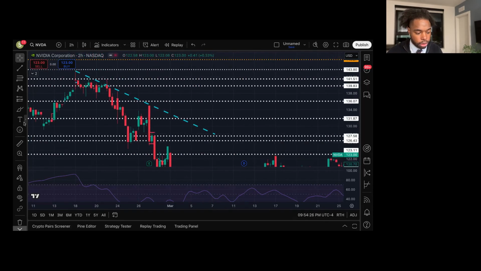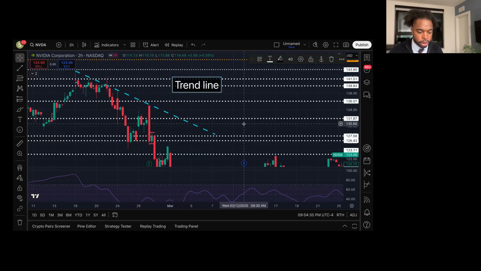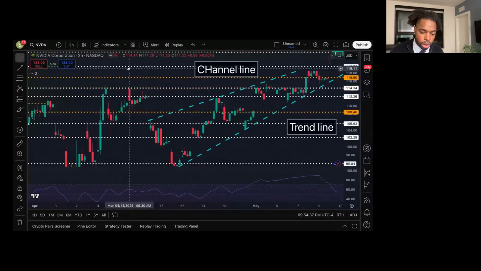So in a downtrend, the trend line is drawn from the top. So this is the trend line. And then again, your channel line would be drawn from the bottom. All right, so enough of that. Now let's draw a trend channel.